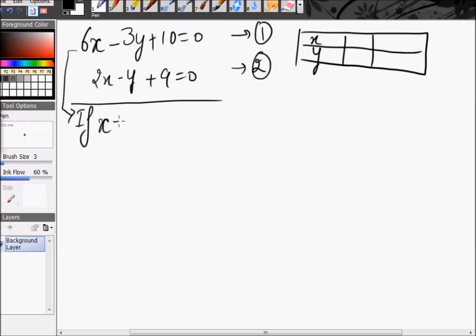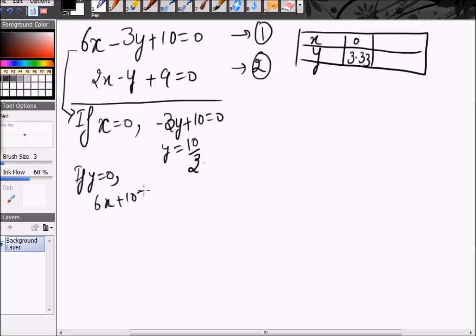If x equal to 0, we have minus 3y plus 10 equal to 0, or y equal to 10 over 3, which is nothing but 3.33. If y equal to 0, we have 6x plus 10 equal to 0, or x equal to minus 10 over 6, which is minus 1.66.